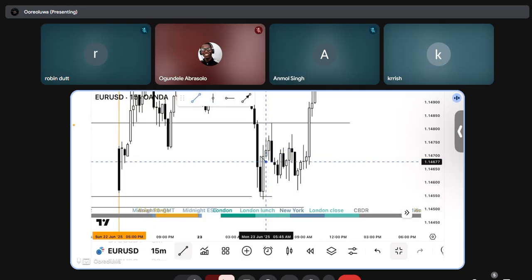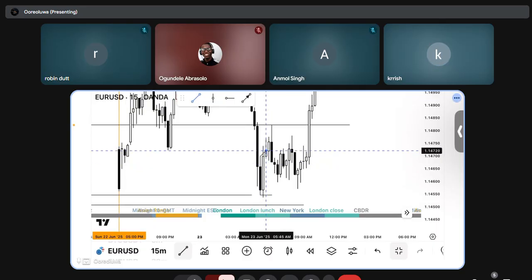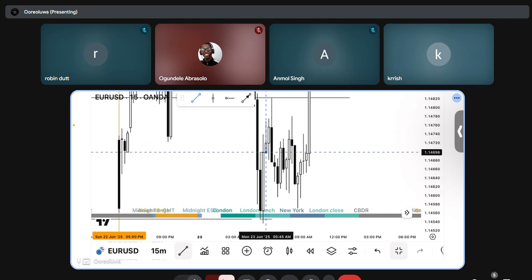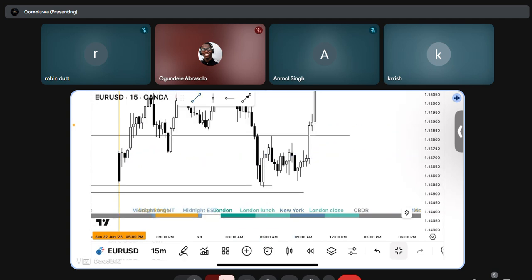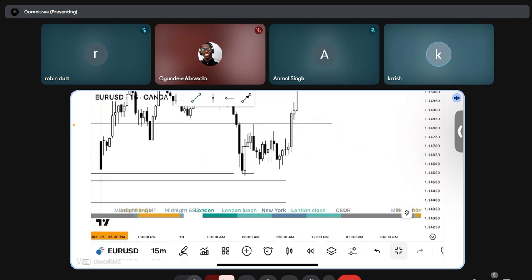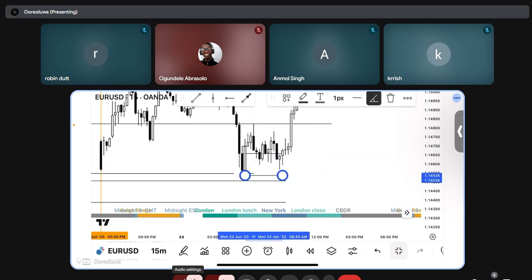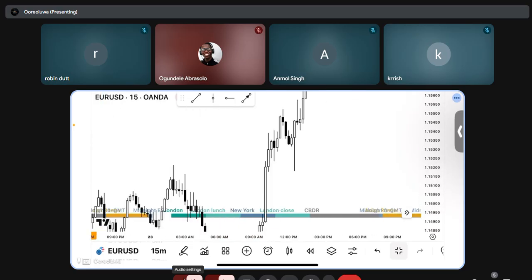Yeah. So we close above it with this one, right? Now we expect price to come inside this point, right? Now this low is protected. So you'd have taken a trade here and kept your stop loss around there, then boom, run to the upside.